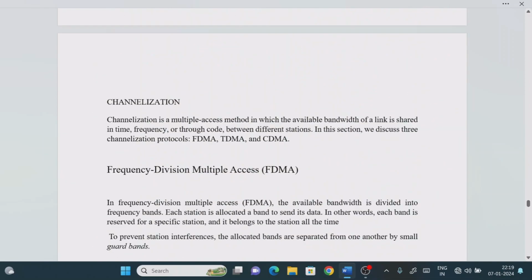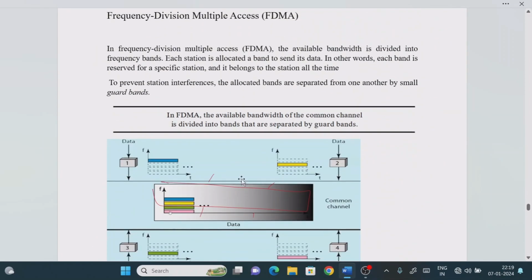So in simple terms you can remember it as the capacity. Now what is the meaning of the frequency division multiple access method? It means the available bandwidth is divided into frequency bands, something like 4 acres being divided into single acres. Each station, each acre, is allotted to a particular person. It means that one common bandwidth is going to be divided into sub bandwidths.